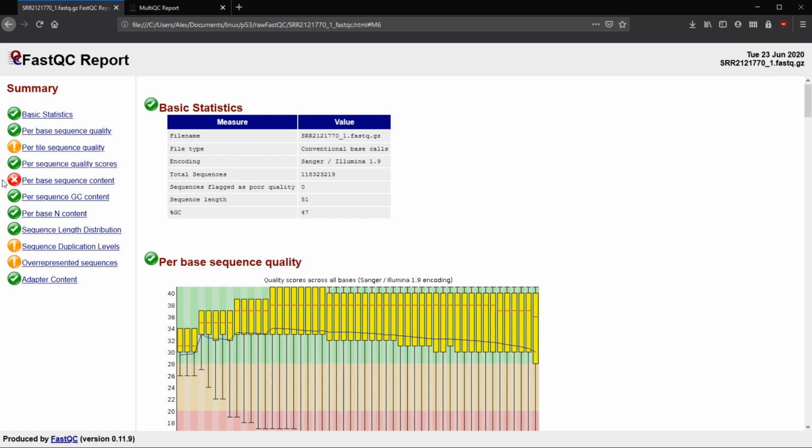So we'll be able to compare whether or not the per base sequence content is better after trimming, or if we have less warnings and less failures after trimming than we did beforehand.